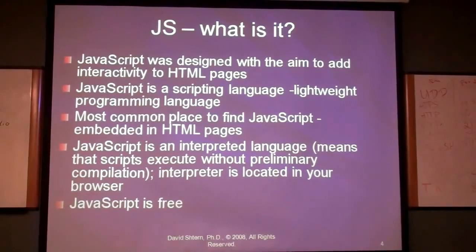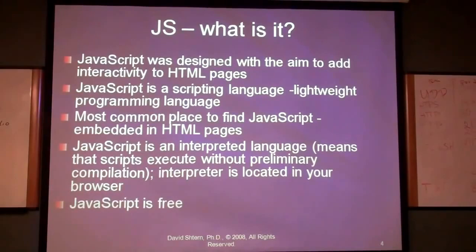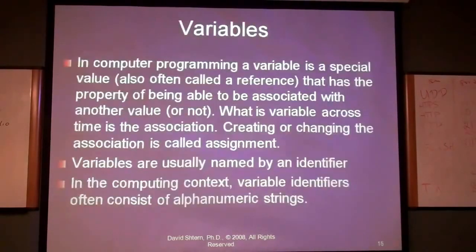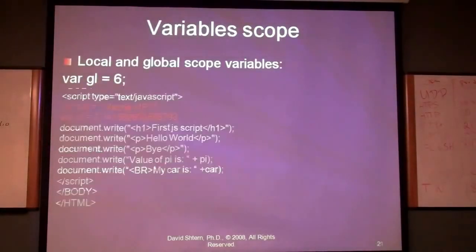JavaScript was designed to add interactivity to HTML pages. It's a scripting language and an interpreted language, and it's placed in HTML code most often. It might be placed in a separate file as well. And it's object-oriented, and we covered object-oriented syntax. Also, it has variables, because without variables, no programming language can exist at all. We covered variables and scope.